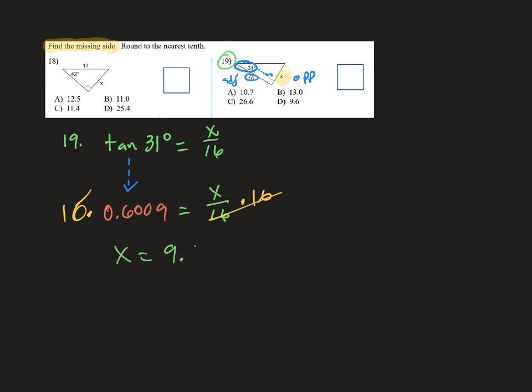I'm going to call it 9.6, and then I'm going to look on my choices here, and sure enough, letter D is 9.6. So I prefer to use the regular trig ratios to solve these problems. If you wanted to set it up with law of sines, you could, but you'd have more calculations to do.